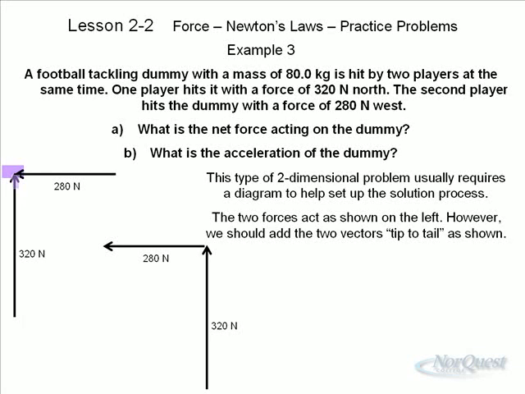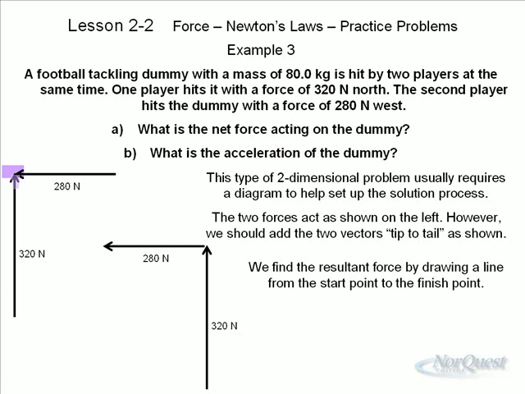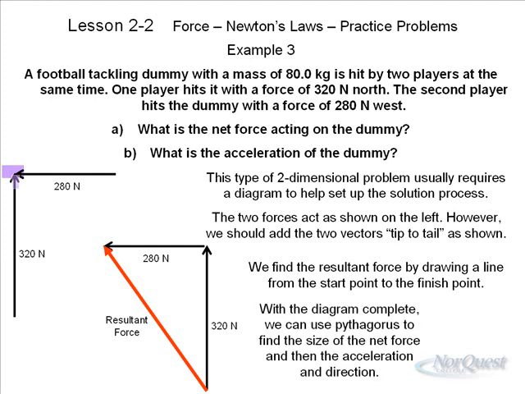You take the first vector, add the second vector from the end of the first. And of course, as you can see, these are the two arms of a right angle triangle, and you can find the resultant force, or the net force, by drawing a line from the start point to the finish point. This is called the resultant force, or another name for the resultant is the net force. So whatever that works out to be using Pythagoras, all right, with the diagram complete, you can use Pythagoras to find the size of the net force.